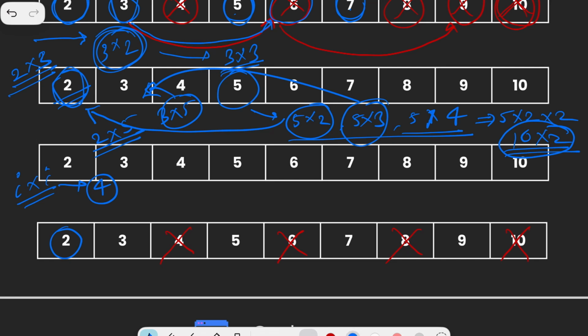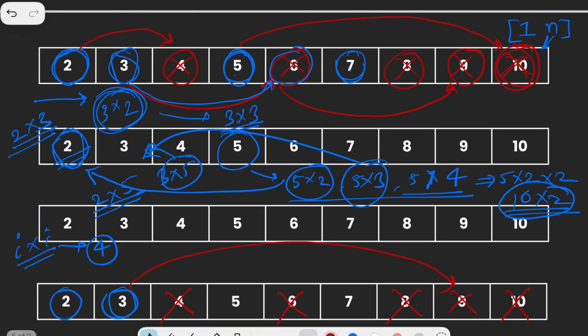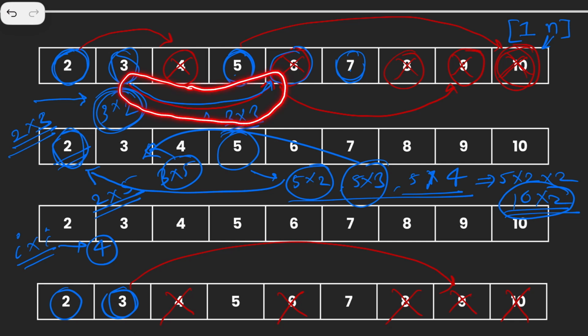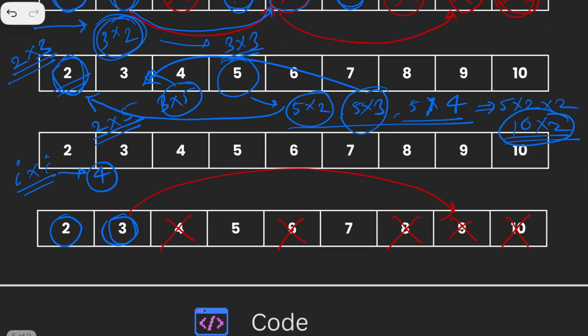3 hasn't been marked as false yet, so this is going to be a prime number again. Then we are not going to start from 3 into 2. Remember, we start from i into i. So we directly go to 9 and mark it as false. See, earlier we went to 6. See this? We went to 6 and we marked it as false. But now we will directly go to 9 and mark it as false. Why? Because 6 has been marked as false by 2 already.